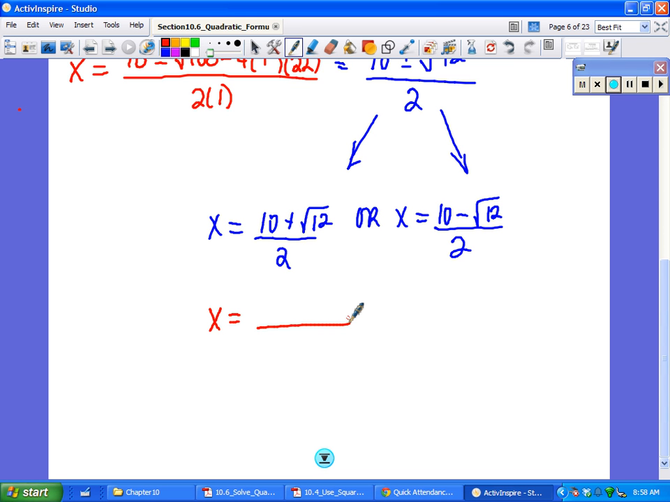All right. So let's put it in your calculator. Put 10 plus the square root of 12. Put that in your calculator. Then press divide or equal. That will give you 6.73. Divided by 2.